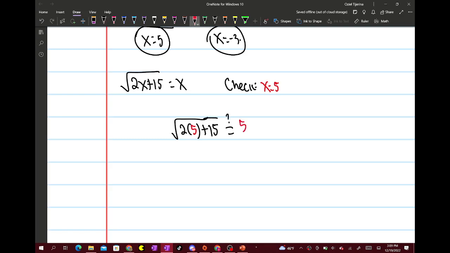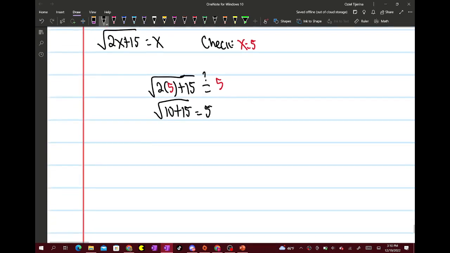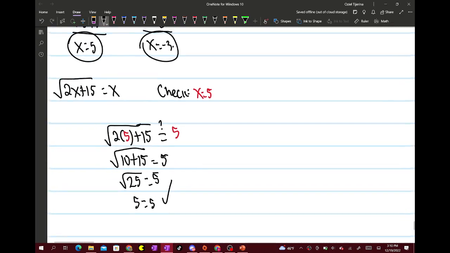Then we would say the square root of 10 plus 15 equals 5, and we're talking about the positive square root, right? So remember, it's just the positive square root. So then we would say square root of 25 is equal to 5, and of course 5 is equal to 5, so this checks out, right?